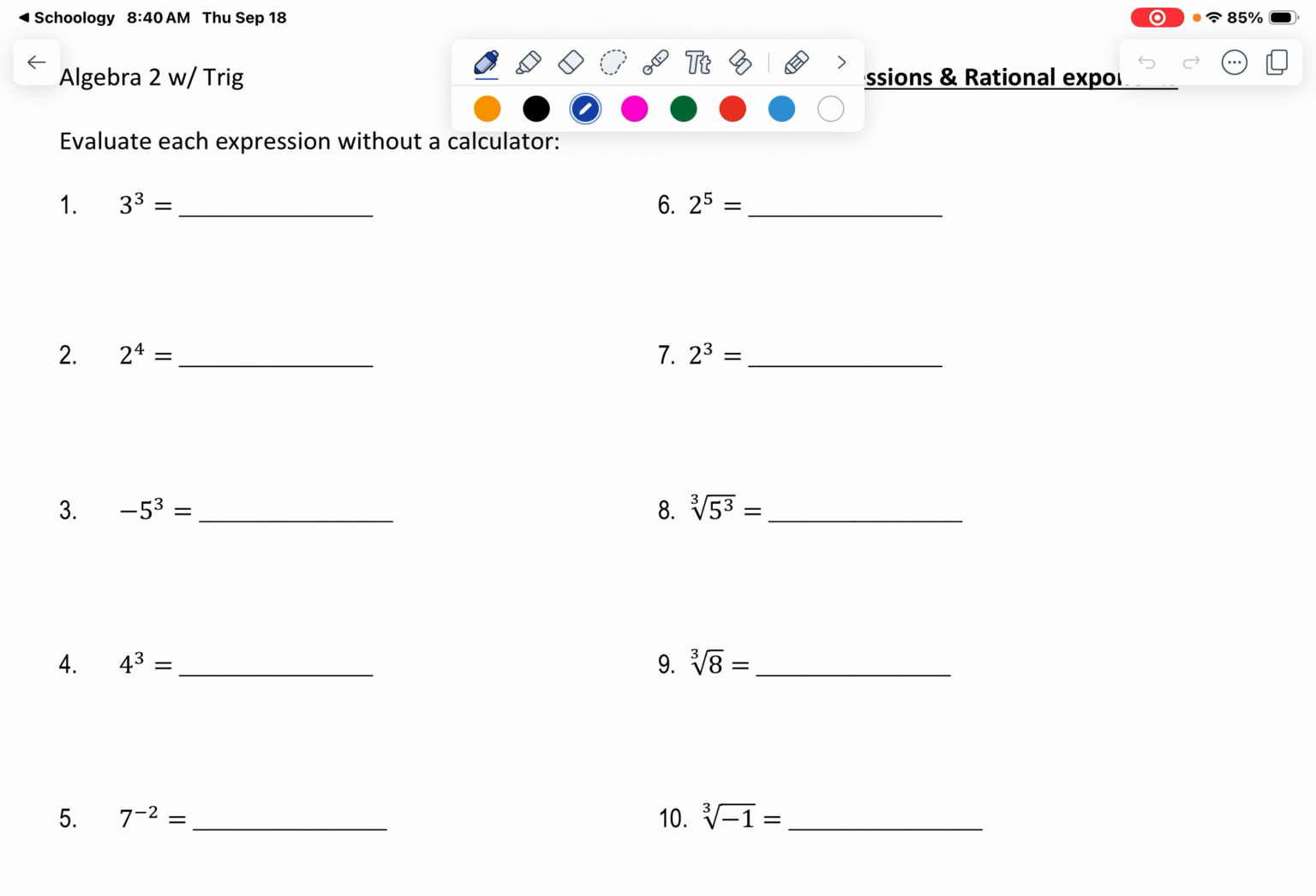If you used a calculator to check anything, that's absolutely fine because you're just checking to see if you did it right. But please keep in mind, this is all no calculator material. This is all stuff that you would need to do without a calculator. So 3 cubed is 3 times 3 times 3, which is 27. 2 to the 4th is 2 times 2 times 2 times 2, which is 16.